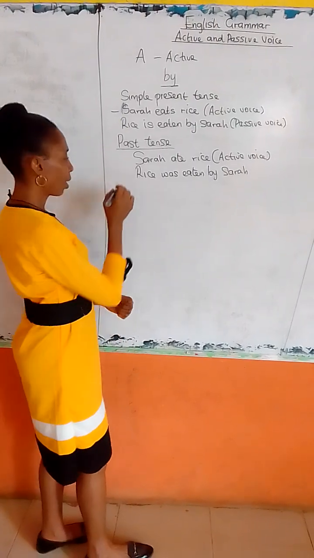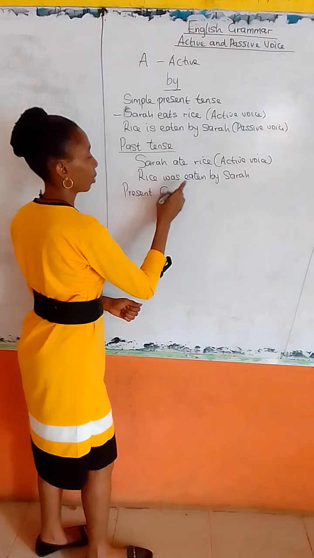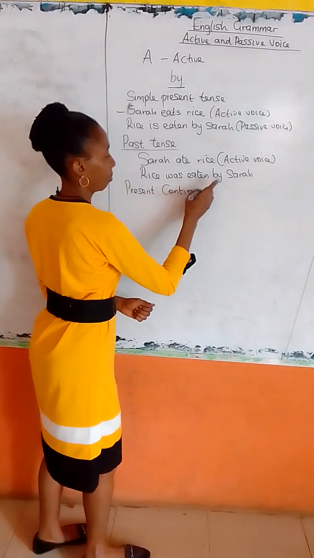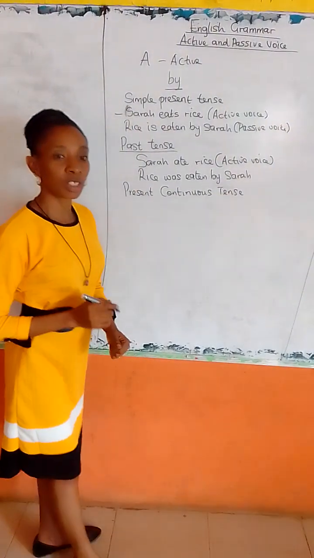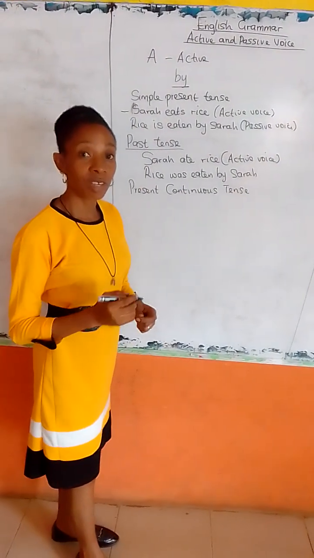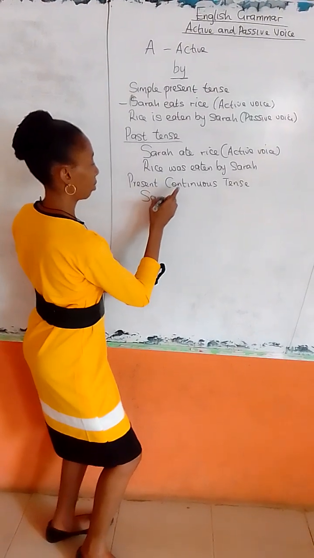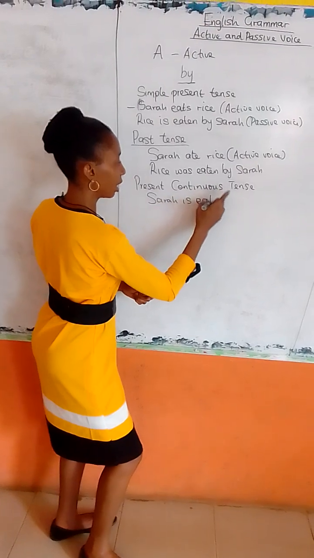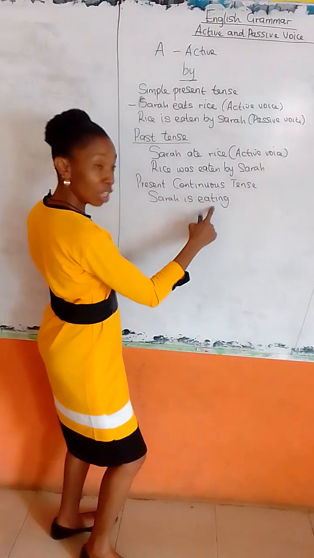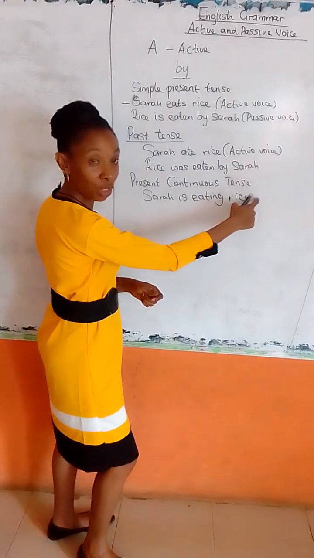Now let us see the present continuous tense. In the present continuous tense, the verb carries the ing. So, Sarah is, being the present tense, eating, being a continuous, rice. This is the active voice.